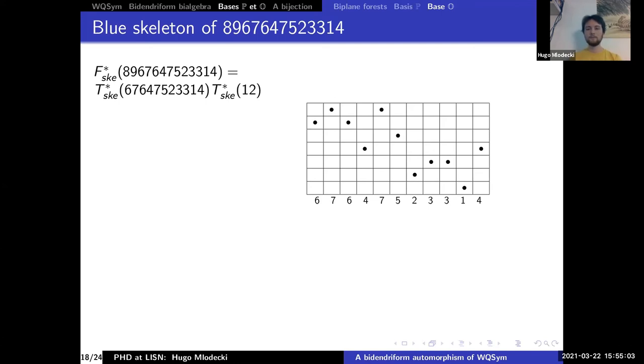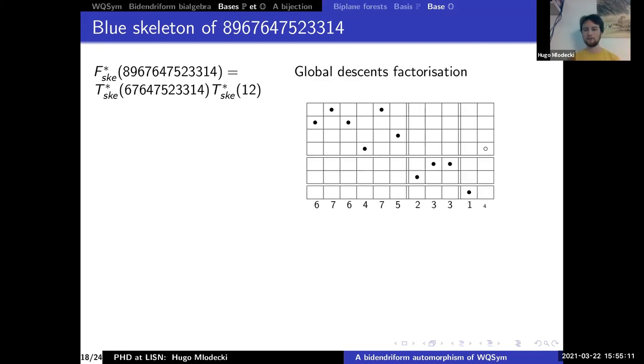We focus on the big word. Now we remove the last letter here. And what we do again is global descent factorization. There we got three factors. And if you remember, the next step is distinction of two groups.